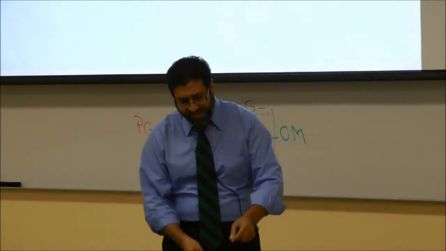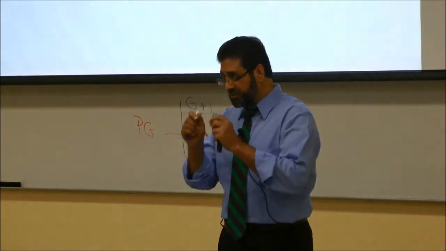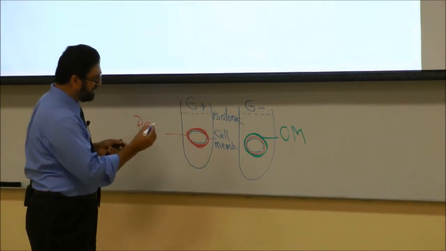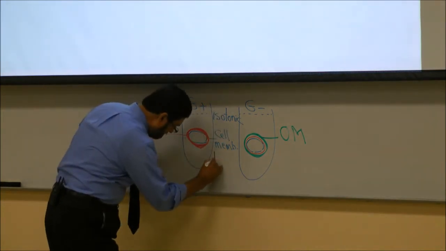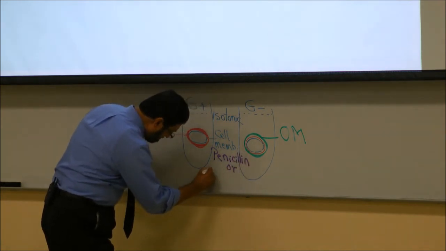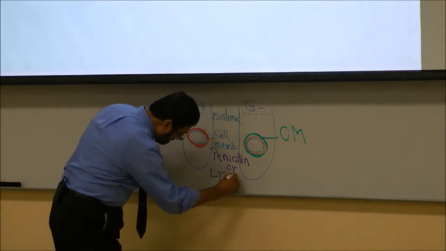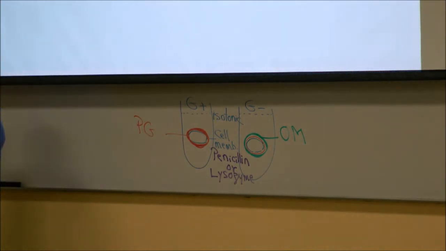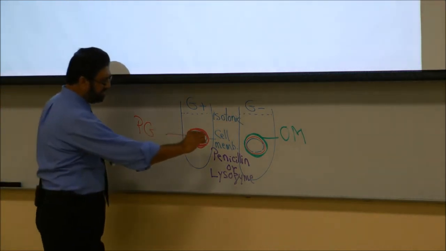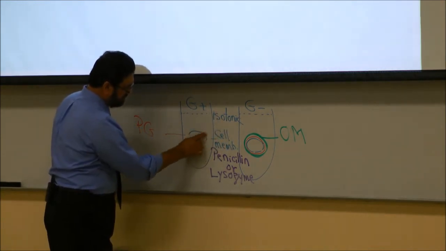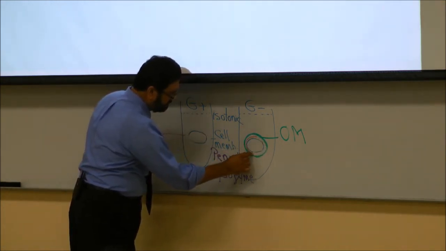Or you can add an antibiotic. The antibiotic that destroys peptidoglycan is penicillin. So you can add either penicillin or the enzyme lysozyme. Both of these chemicals digest peptidoglycan only. So you may need to draw a new diagram in which there's no red color. Red color is gone. It's not going to affect the outer membrane.